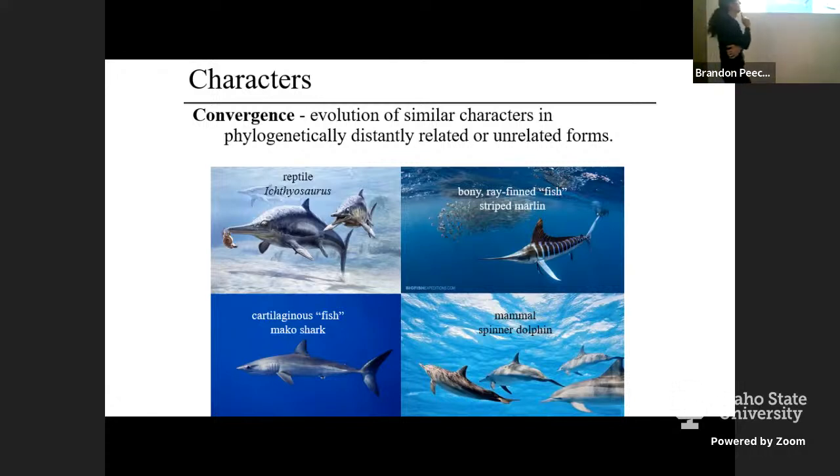Dorsal fins. Talk to your neighbors, tell me about homology or not of all these dorsal fins, what you think might be true. Go ahead and chat. Dorsal fin's the one on top. Realize I didn't say this one. This is the one you see before the shark gets you.